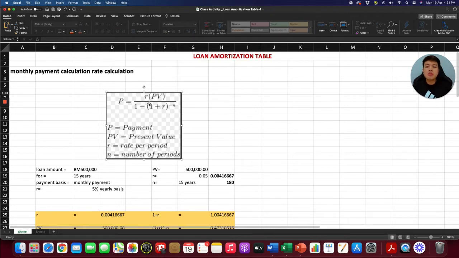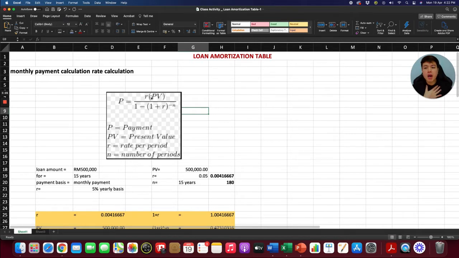P equals R times PV divided by 1 minus (1 plus R) to the power of negative N. So what is P? Our objective for today: payment. This is the one we will be calculating today. So how do we calculate payment?